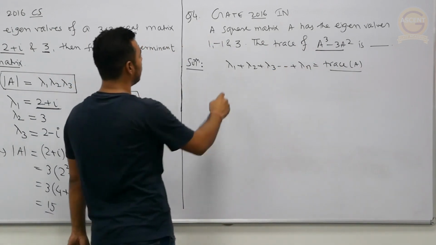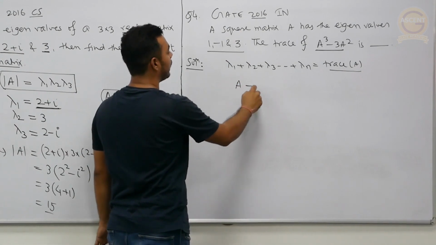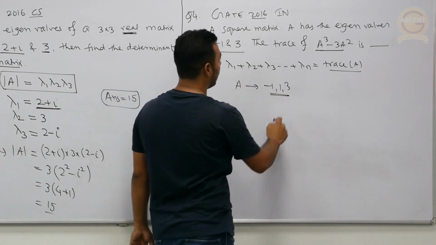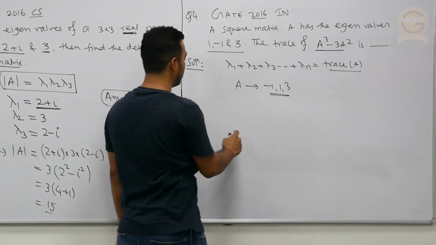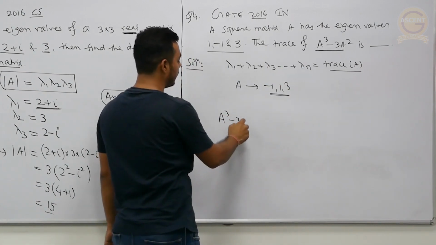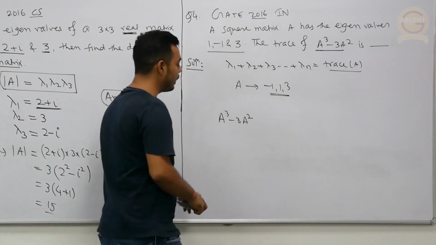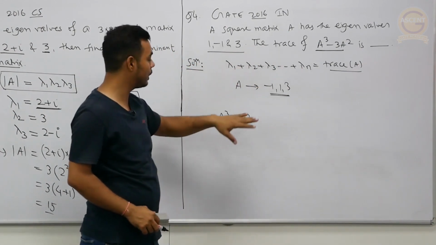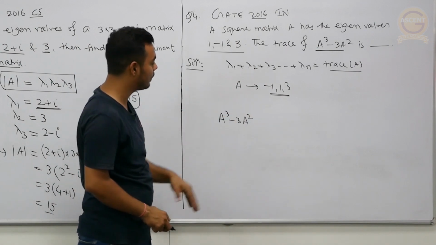Now see, the eigenvalues of matrix A are given. The eigenvalues of matrix A are minus 1, plus 1 and 3. And we have to find the eigenvalues of this matrix A cube minus 3A square. Once you know the eigenvalues, then you can easily find the trace of this matrix, because the trace will be nothing but the sum of the eigenvalues of this matrix.